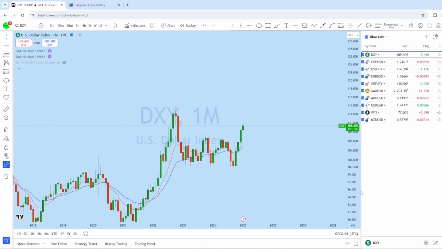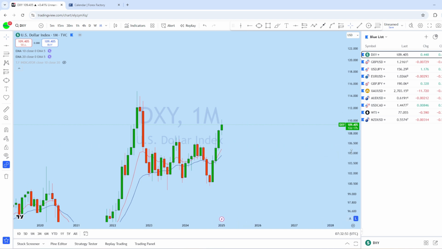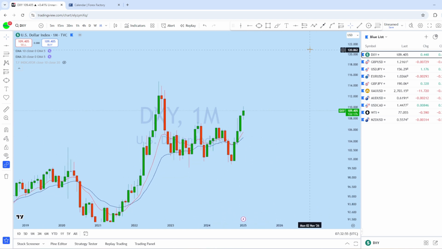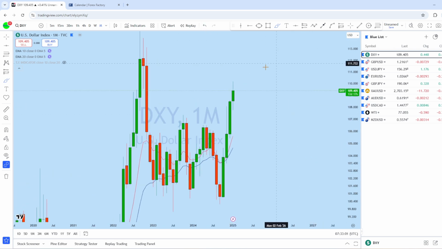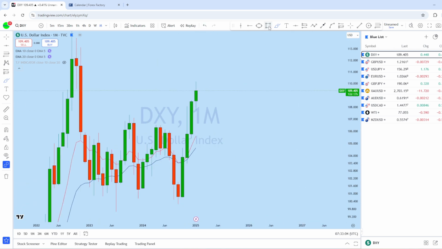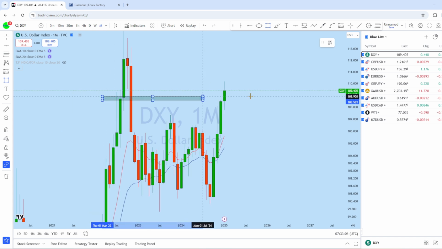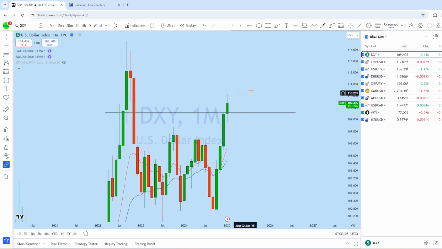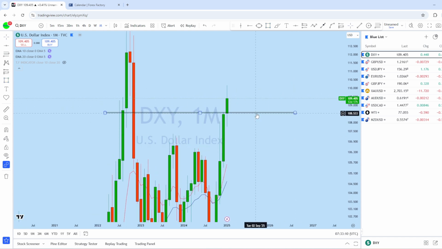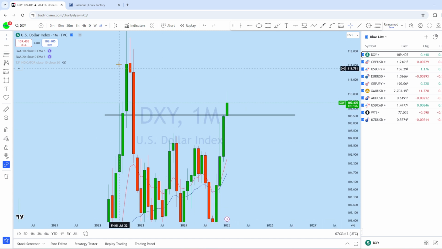On DXY, we can see from the monthly that this is a strongly bull market. Starting from here, there is a very strong impulse on the monthly, and with that impulse, this market has so far made a significant move. I am expecting the price to come back here to the support level and then bounce back up to create a new higher high.